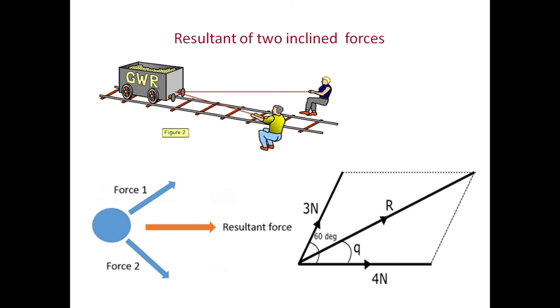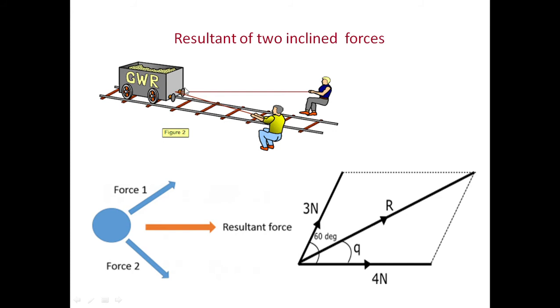Now we are going to discuss the resultant of two inclined forces. What are inclined forces? Now look at this picture, the first picture. You can see two people. They are pulling a cart on a track. They have applied the forces at an angle. You can see an angle here. So this type of forces applied at an angle is called inclined forces.